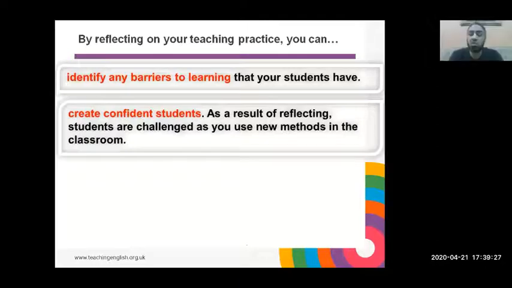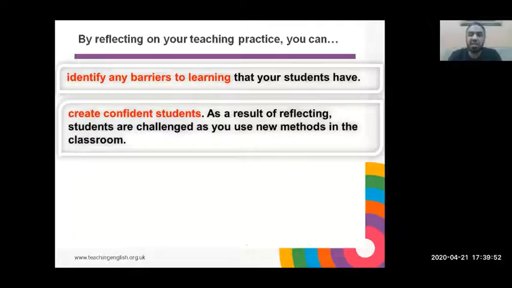Create confident students. If you taught the students any skill and you find that the students didn't take the idea, as a teacher, you made a reflection process and you retaught the students the same skill.